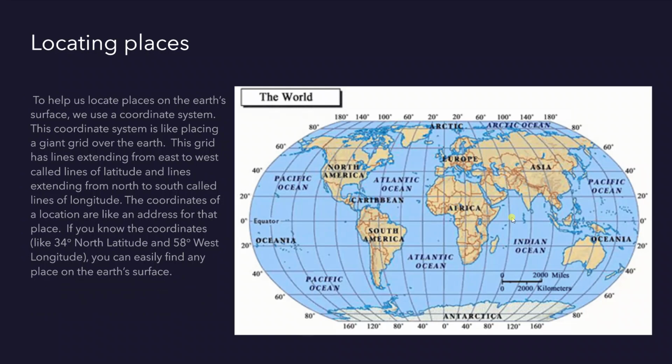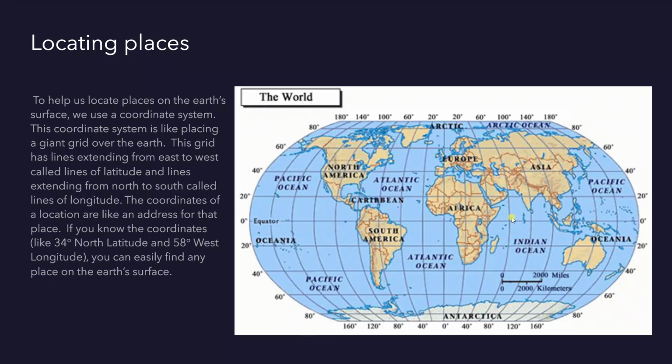Locating places. To help us locate places on the Earth's surface, we use a coordinate system. The coordinate system is like placing a giant grid over the Earth. This grid has lines extending from east to west, called lines of latitude, and lines extending from north to south, called lines of longitude. I explained this, children, in the last slides.